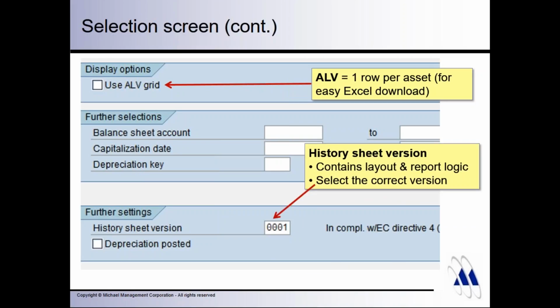And then here is that asset history sheet version, right? I don't like that you have to scroll down twice to actually get to this field. It should really be on top because it is so important for this report. The default version that comes in is 001. Again, not good. Always make sure you spend an extra second and pick the right history sheet version.